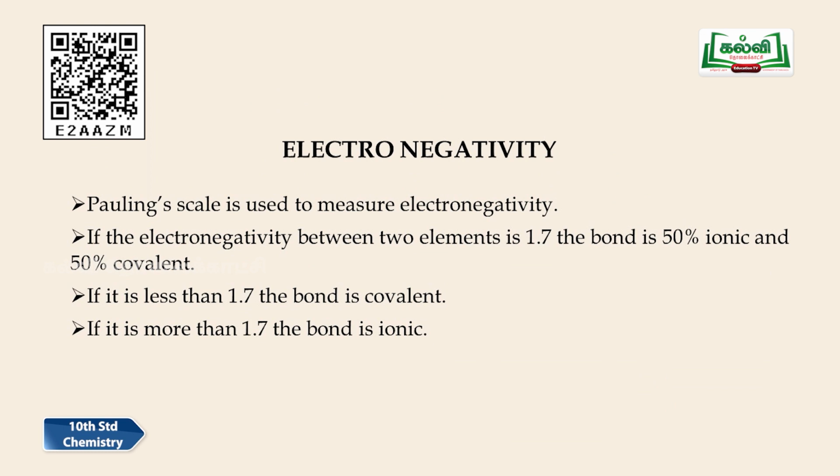See here, if the difference in electronegativities between two atoms is 1.7, then it is understood that the bonding is 50% ionic and 50% covalent, right? If it is less than 1.7, it means the bonding is predominantly covalent, and if it is greater than 1.7, the bonding is predominantly ionic, right?